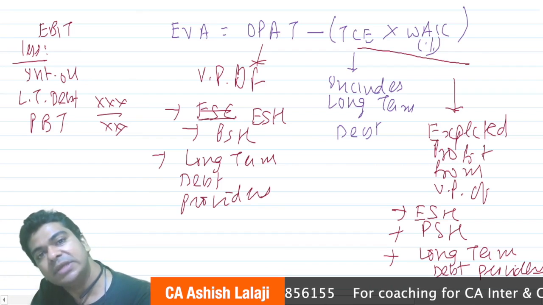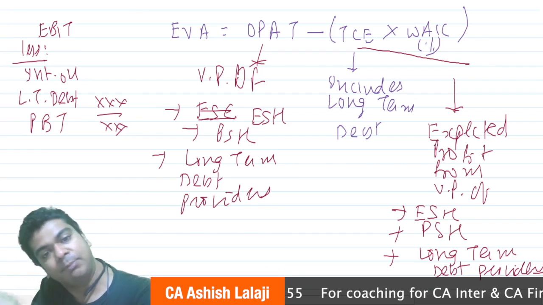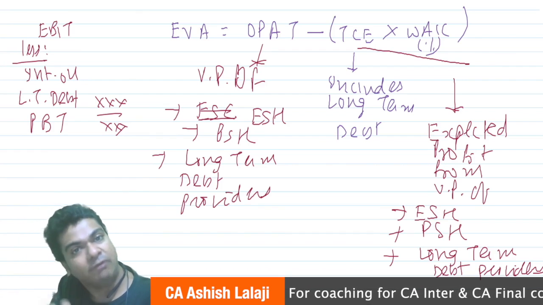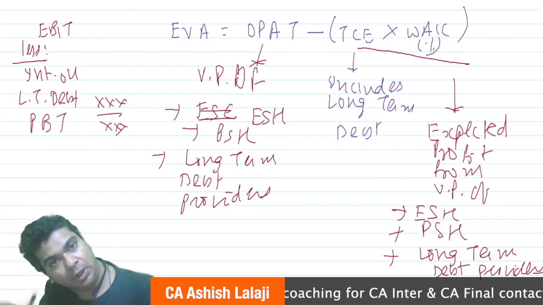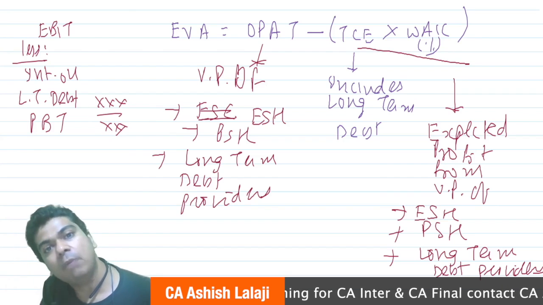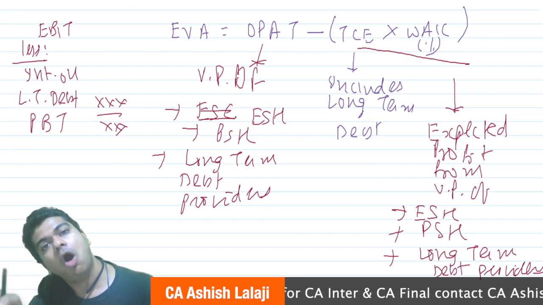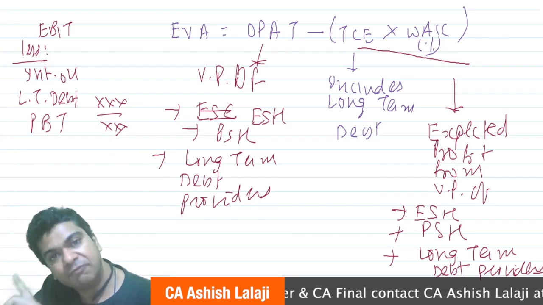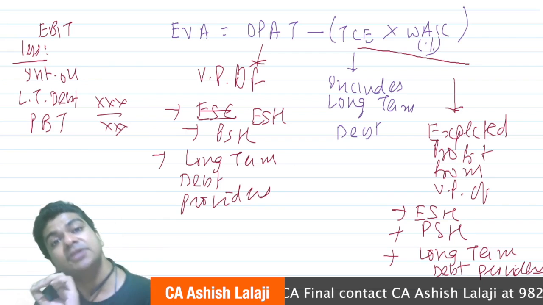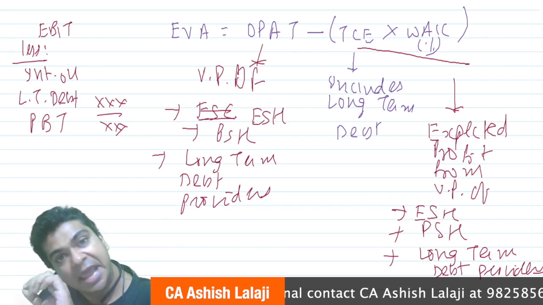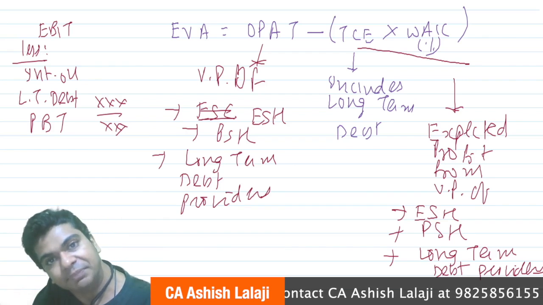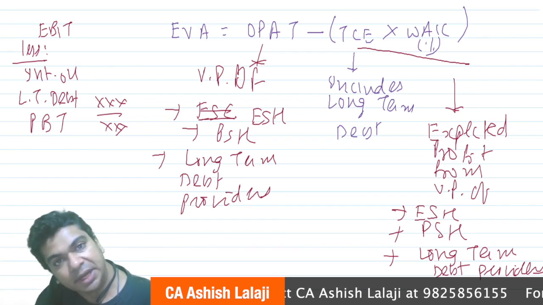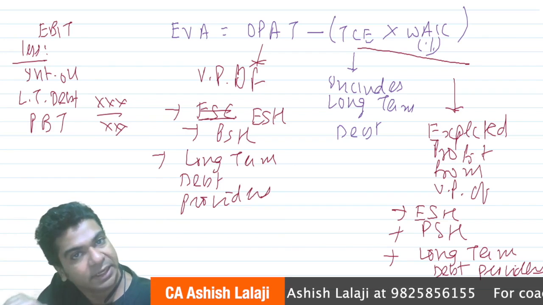TC into WACC will give us the expected profit. OPAT that you have calculated is the actual profit, but both the profit figures should be from the viewpoint of long-term capital providers. So both should be from the viewpoint of equity shareholders, preference shareholders, as well as anyone who has provided long-term debt. This is the reason that interest on long-term debt cannot be deducted.